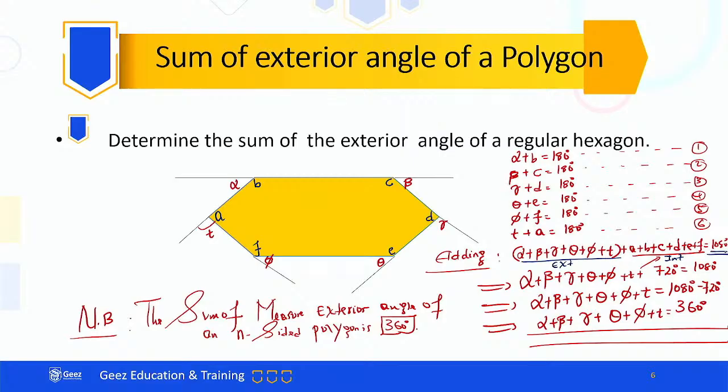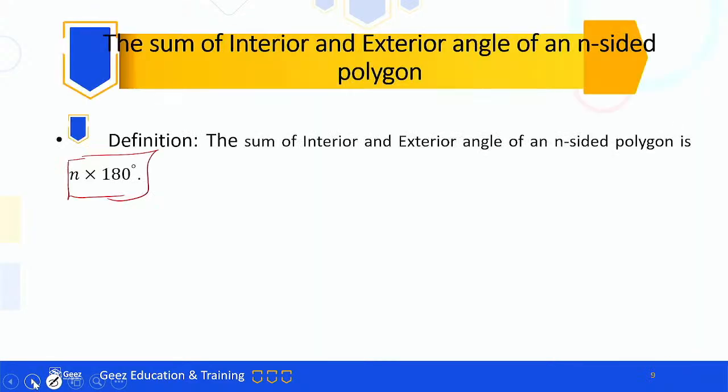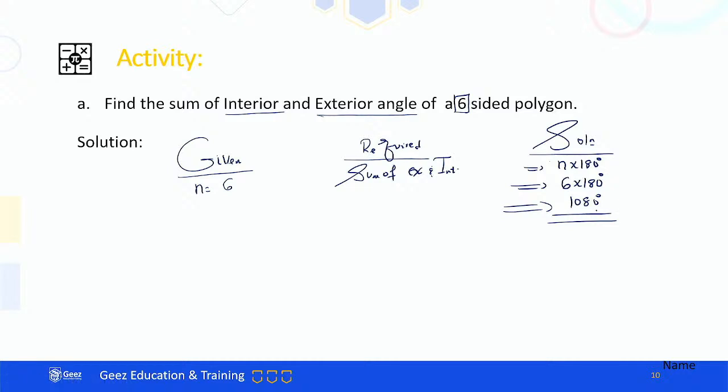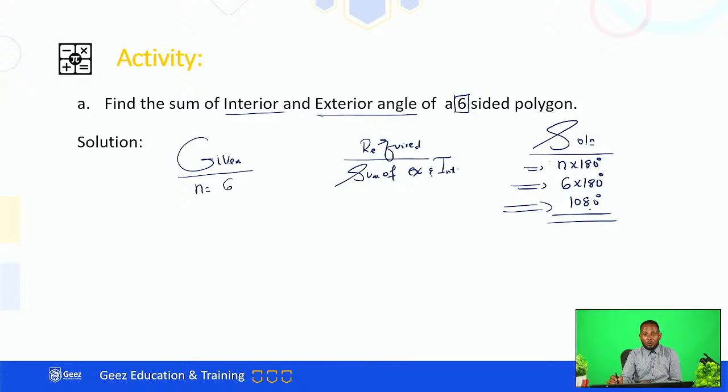That's what we have because this is a hexagon, a six-sided polygon. Based on this is our proof, or is our solution right? Let's see this. Yes, it is right. So the sum of exterior and interior is always 1080 degrees for a six-sided regular polygon. So simple.